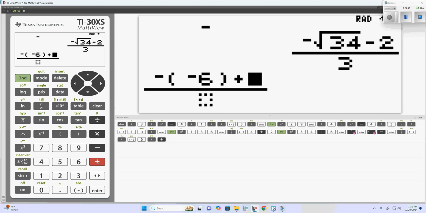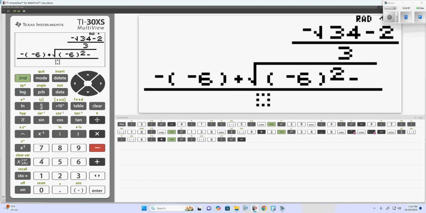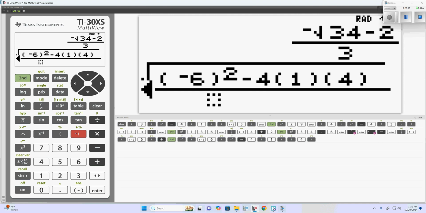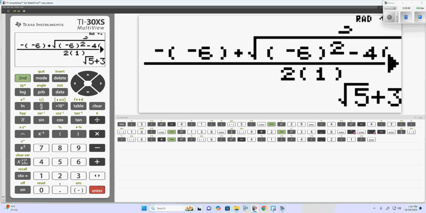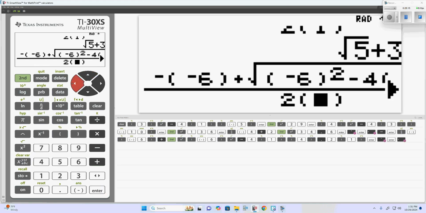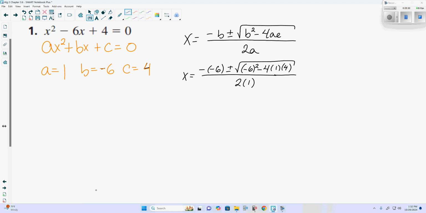-6. Now, we don't have plus or minus in the calculator, so we've got to pick one or the other. Square root of -6 squared minus 4 times 1 times 4, all over 2 times 1. And we get this here. And if we go back and change the sign from plus to minus, we get the exact same thing, but instead of a positive square root, we get a negative. So this one here does work. It does simplify.